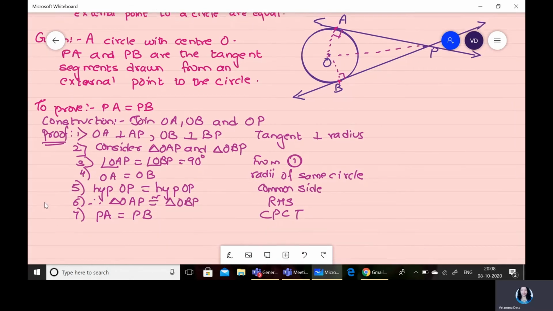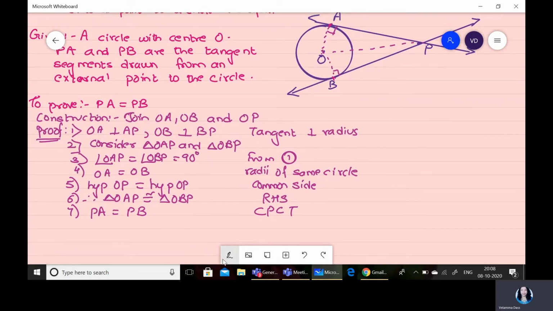Like for example, with the same diagram, can I say that these two angles are equal? Let me just shade it so that you understand here. Like for example, APO is also equal to BPO, CPCT. Similarly, I can say AOP is also equal to BOP. Why? Here CPCT. So from this we can get that these two angles are equal, these two angles are also equal. So here I can say angle AOP equals angle BOP.